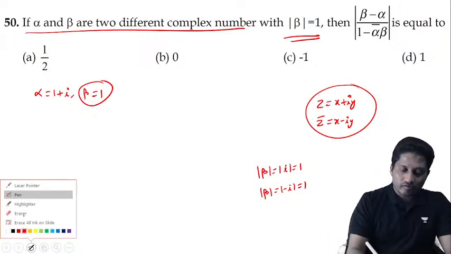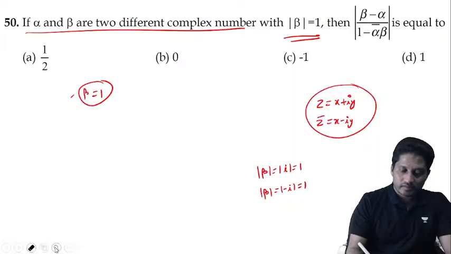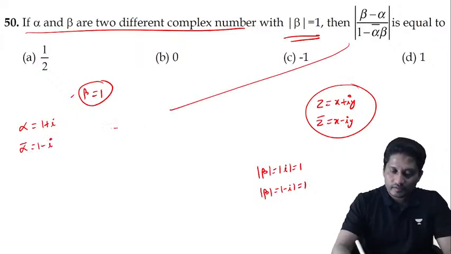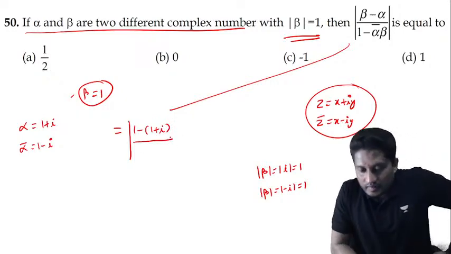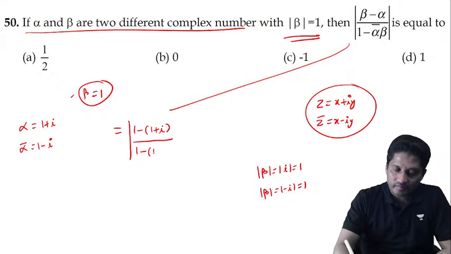Alpha, beta are really two different complex numbers. So alpha also I can take any complex number. So I'm going to take alpha is equal to 1 plus i. Obviously alpha bar is equal to 1 minus i. Okay, now if I substitute here, this is equal to modulus of beta is 1, alpha is 1 plus i, divided by 1 minus alpha bar. Alpha bar is 1 minus i, and then modulus when beta is 1.